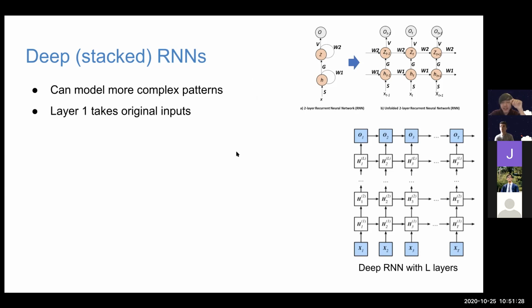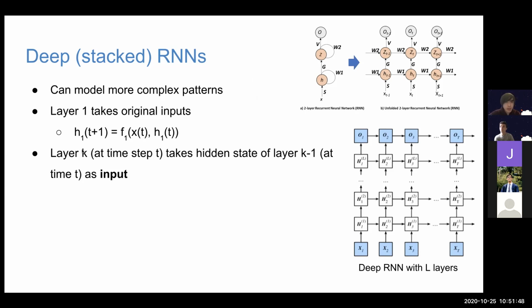Yeah, so basically the first layer, or the bottommost layer, takes the original inputs, and then it produces this mapping. So the bottom layer just takes the original input and the hidden state from the previous time step of that layer, and produces the next hidden state for that layer. And then layer K, like every other layer, takes the hidden state of layer K minus 1 at time step T. So after layer K minus 1 has produced its hidden state, it feeds that into the next time step of layer K minus 1, and it feeds it into the current time step of layer K.